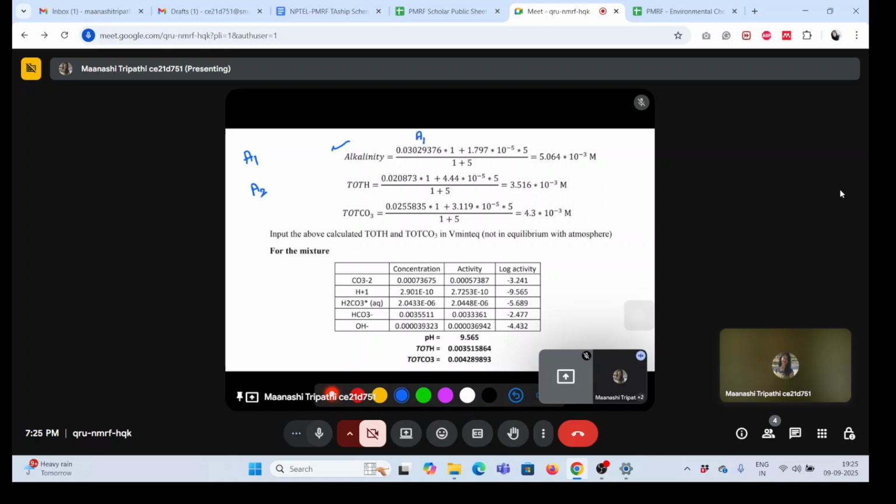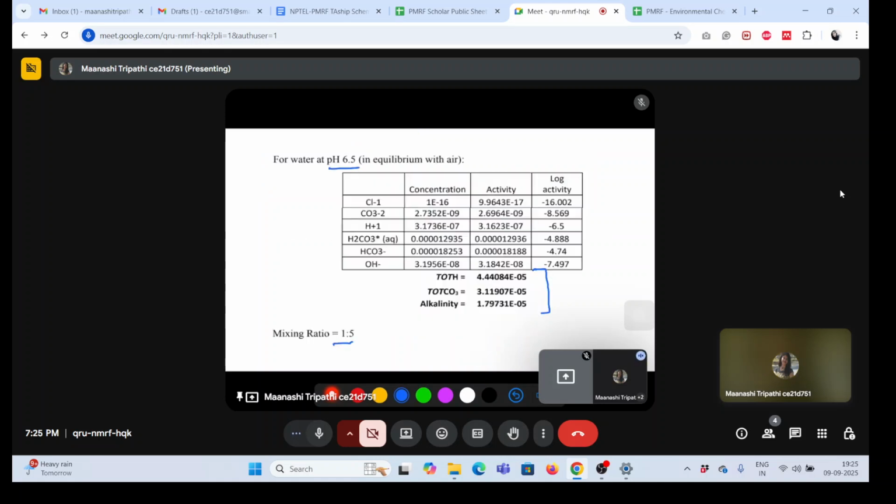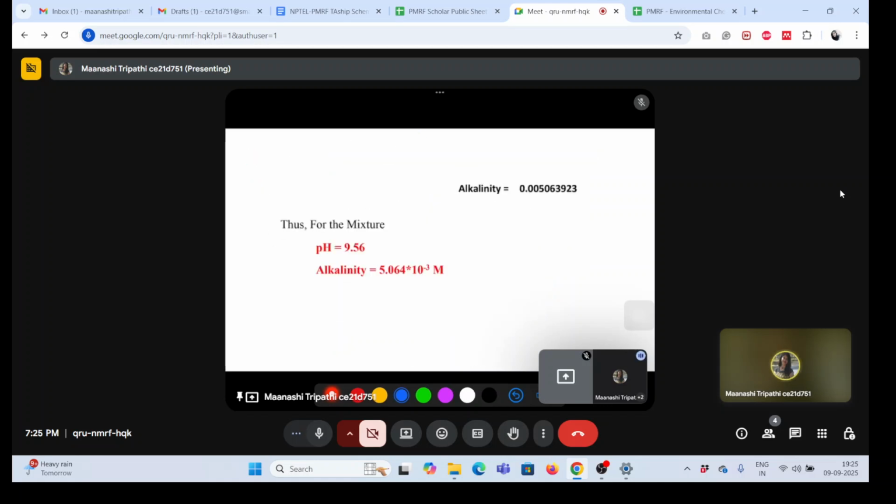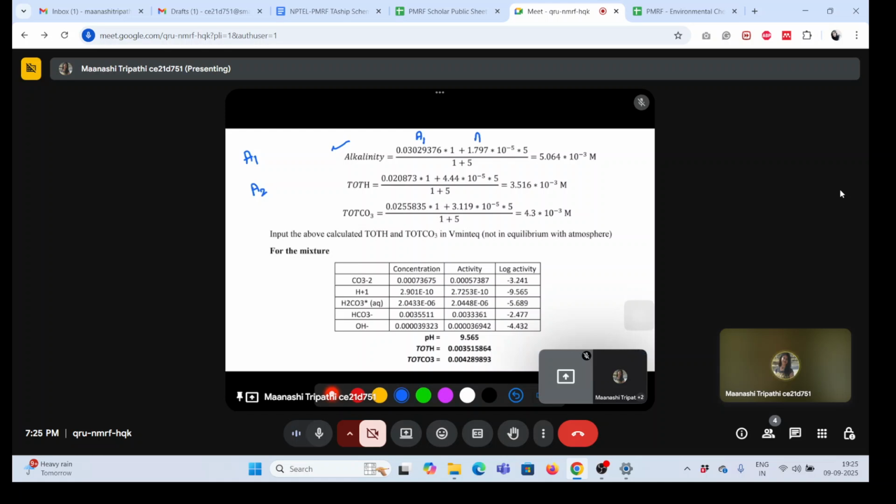Alkalinity first is multiplied by, we have seen this ratio, right? Mixing ratio 1:5. So alkalinity first multiplied by 1, alkalinity second multiplied by the dilution ratio, and just dividing by the total of the mixing ratio, we will get alkalinity, we will get hydrogen, and we will get carbonate. Simple, we will feed all these values.